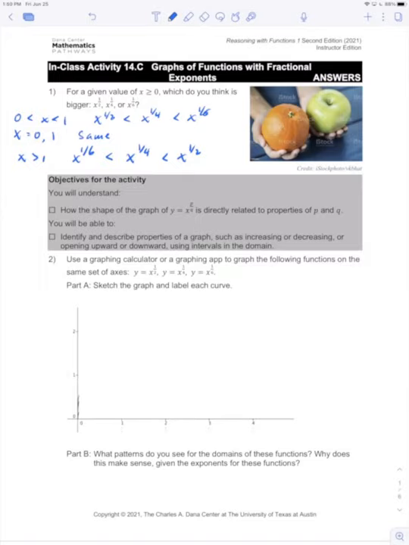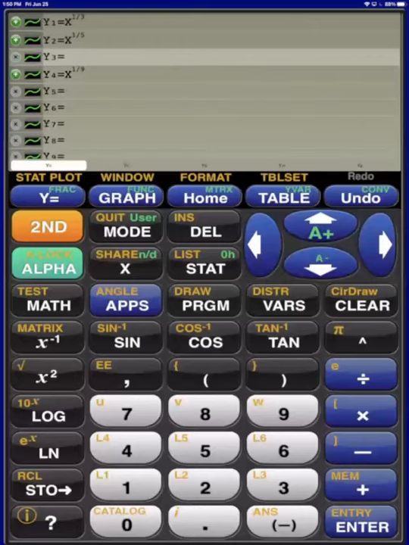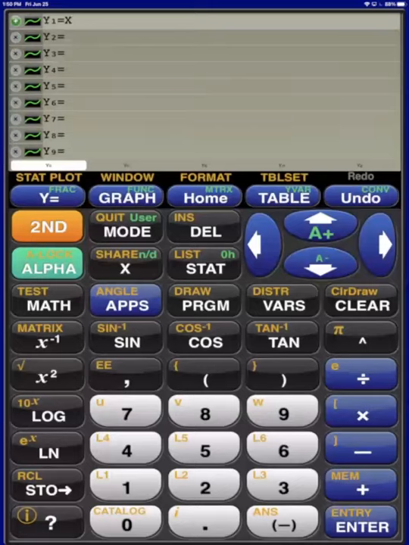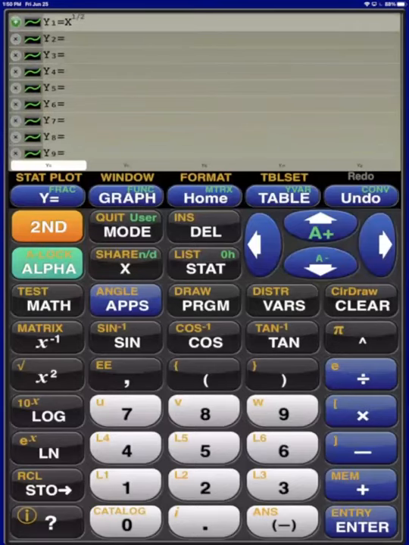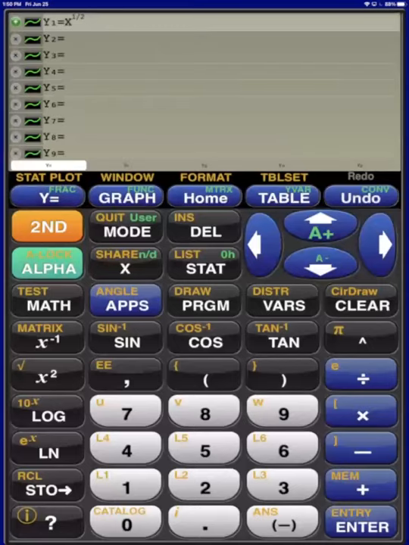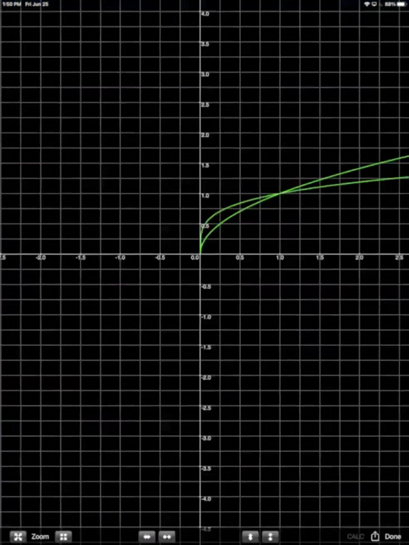If we go to our calculator app here, I'm going to go to the y equals screen, and I have some of this in here already. Let me just clear this out. And we're going to use x, and we're going to go x to the 1/2 first. And let's graph this and see what we get. All right, so that looks good. And let's do another one. Y equals screen, we'll do x to the 1 divided by 4. And graph. We see a second curve there.